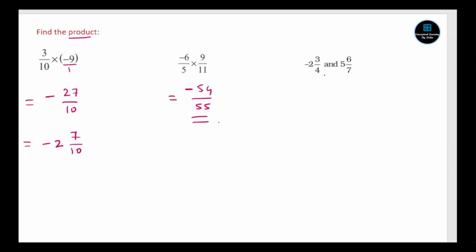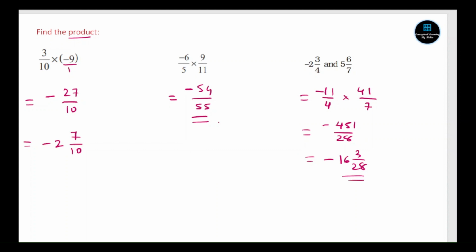Now here we have to multiply these two numbers. So first thing, we have to convert them into improper form. So negative 4 2s are 8 plus 3, 11 over 4, times 5 sevens are 35 and 6, so I'll get 41 over 7. And then we have to write the answer. Negative sign is there, then 451 over 28. And I can write this in mixed form, minus sign, and then 16, 3 over 28. So I got my answer.